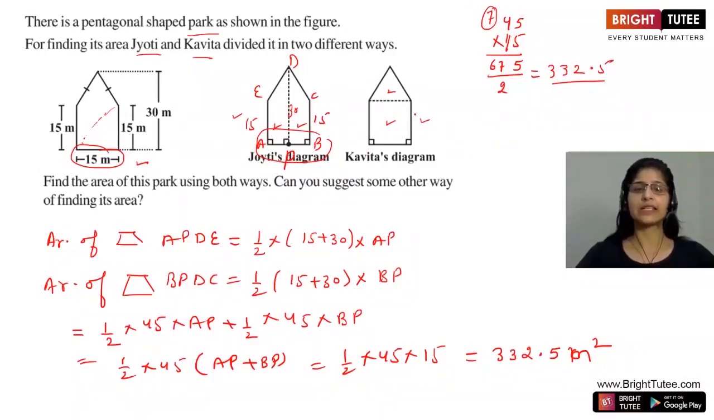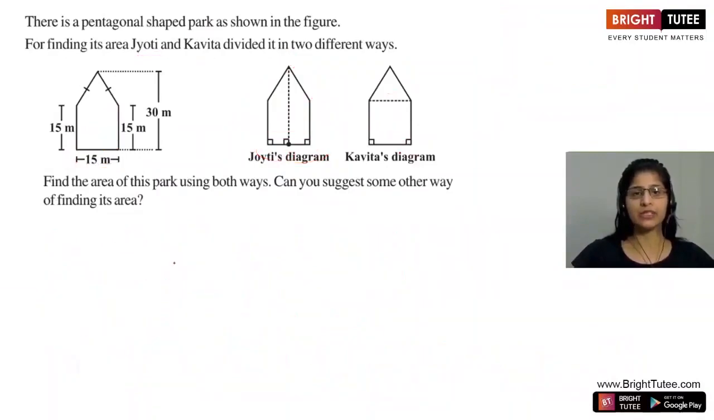Now according to Kavita's diagram we have to solve, right? So let us solve according to Kavita's diagram. We know for the first one we got the area is 332.5. Let us follow Kavita's diagram now. This is 15, this is 15, this is 15, this and this are parallel as well as equal, so this is a square now. And what about this one, the total is 30, so this much is 15. And this is also 15 if we see.